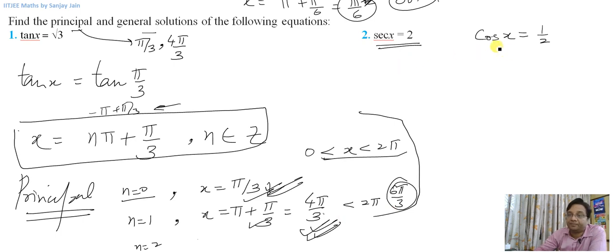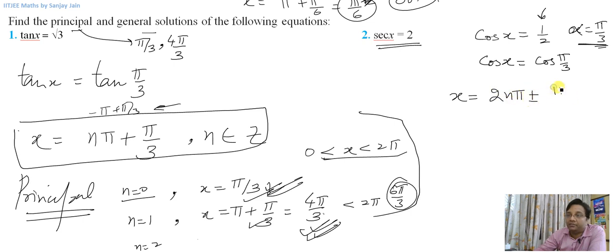Okay. So cos x equal to 1 by 2, that means x is pi by 3, if I am looking in the first quadrant, because this is a positive value. Let me take alpha equal to pi by 3, or another way of writing it is cos x equal to cos pi by 3. Right, now x can be written as 2n pi plus minus pi by 3. This is my general solution.